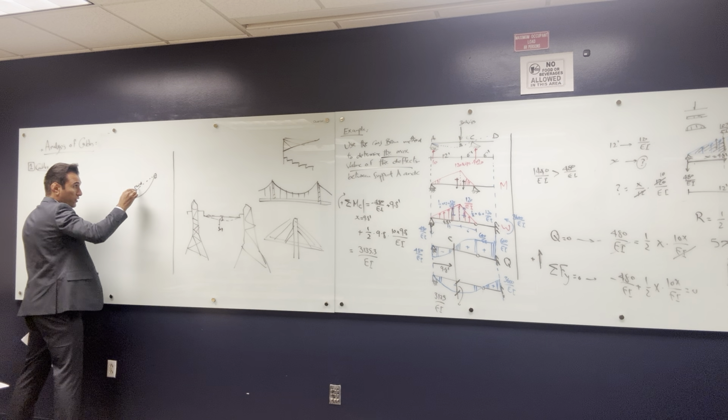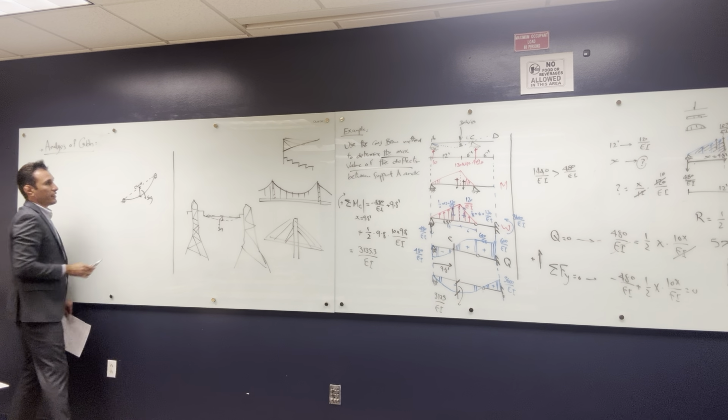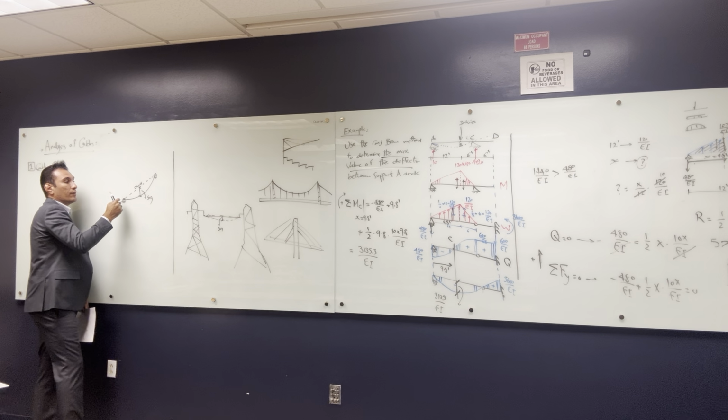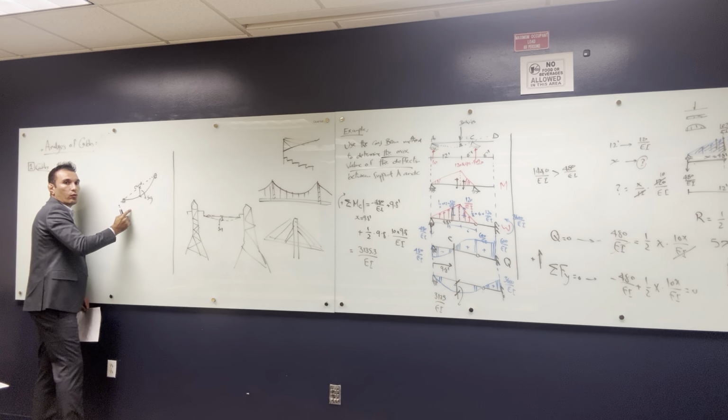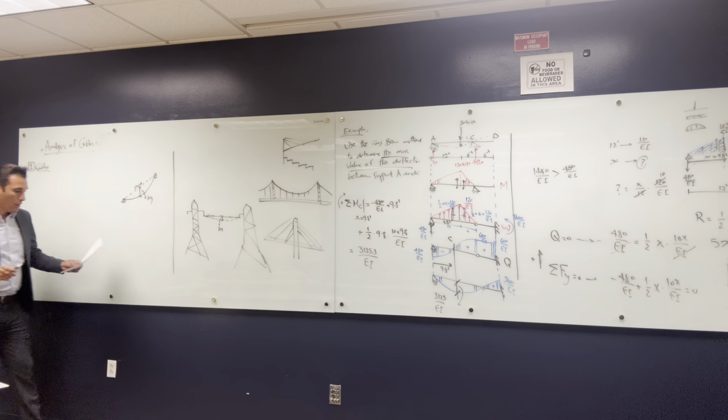So this is chord, and this is sag, and the sag is always vertical, measured from here to here. So this is sag. So you guys know what is chord and what is sag. Chord is the direct distance between the two supports, and the sag is the distance from the chord to the cable.